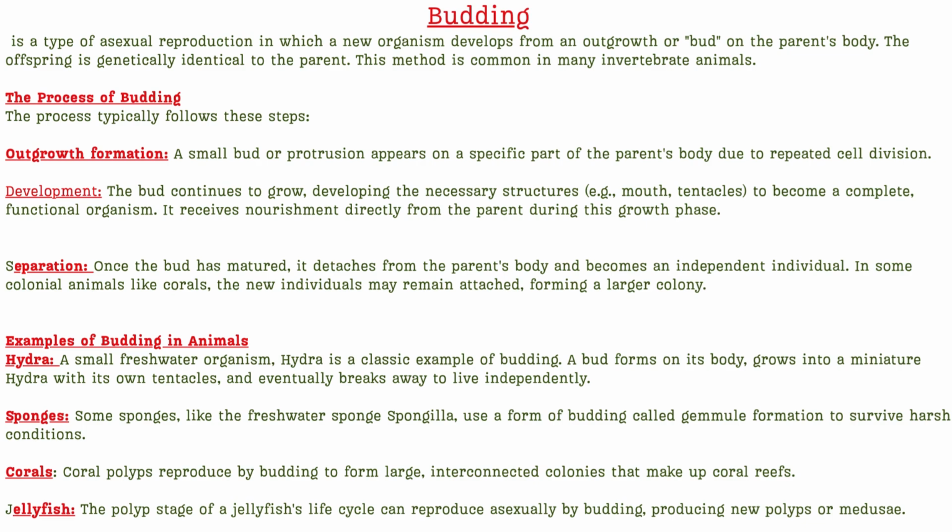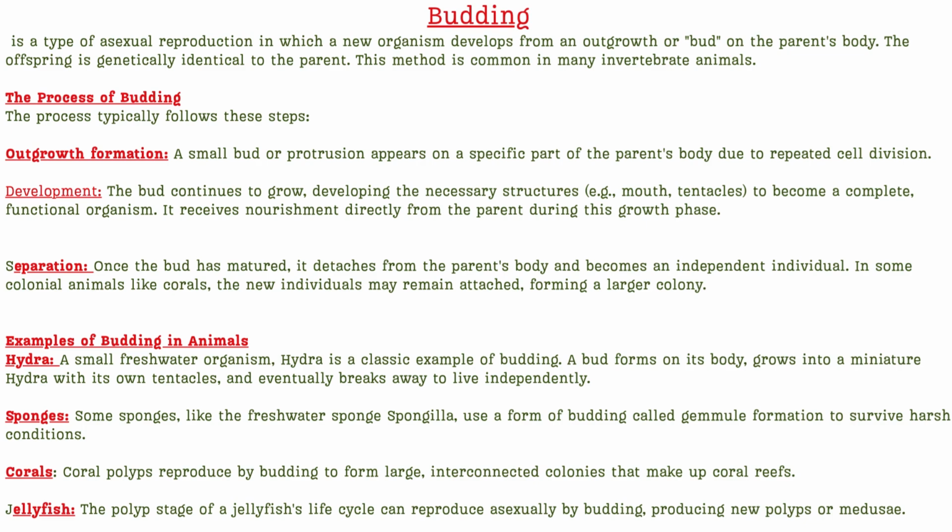Now the next one is the separation. Once the bud has matured, it detaches from the parent body and becomes an independent individual. In some colonial animals like corals, the new individuals may remain attached, forming a large colony. Now, the examples of budding in animals.